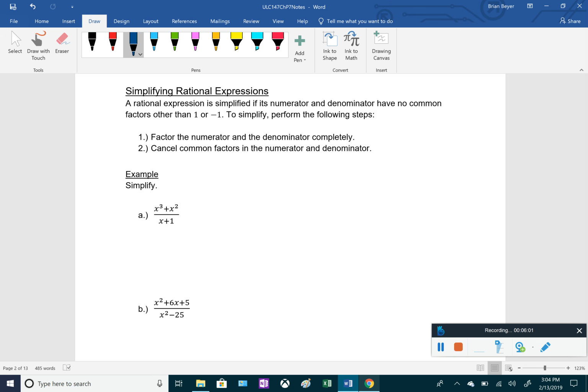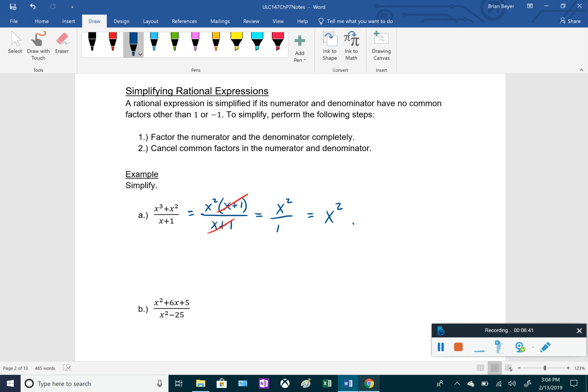So for this first one here, we have x cubed plus x squared divided by x plus 1. So we have to factor the numerator, GCF of x squared. We'd be left with an x plus 1. We can't factor the denominator, it's actually prime down there. So we have a common factor of x plus 1 over x plus 1, numerator and denominator. We're left with x squared over 1, because remember, cancel common factors leaves you a 1. So this just equals x squared.